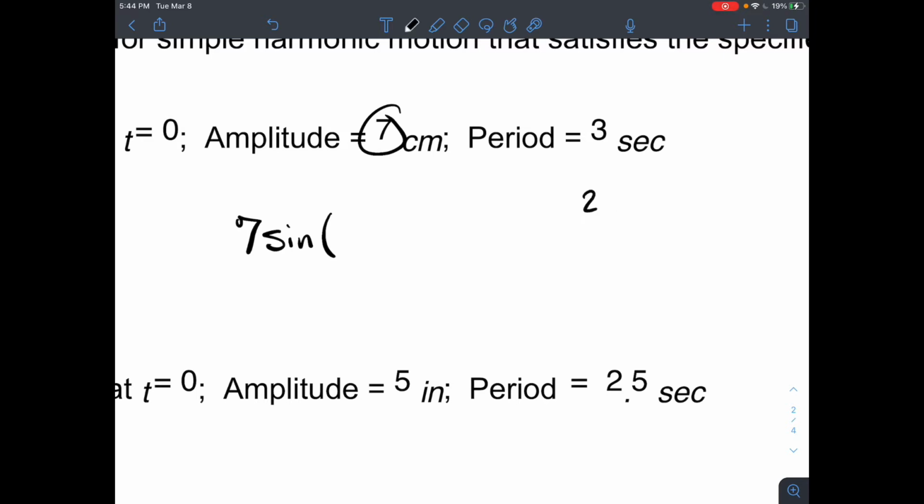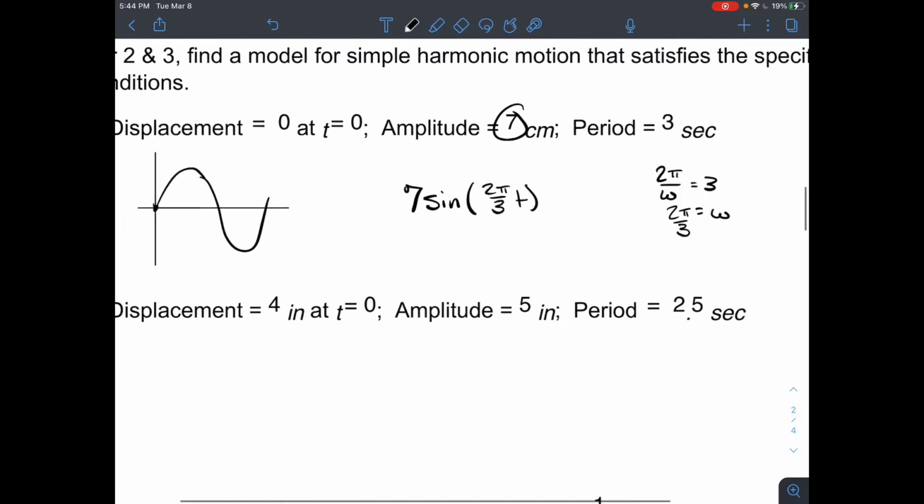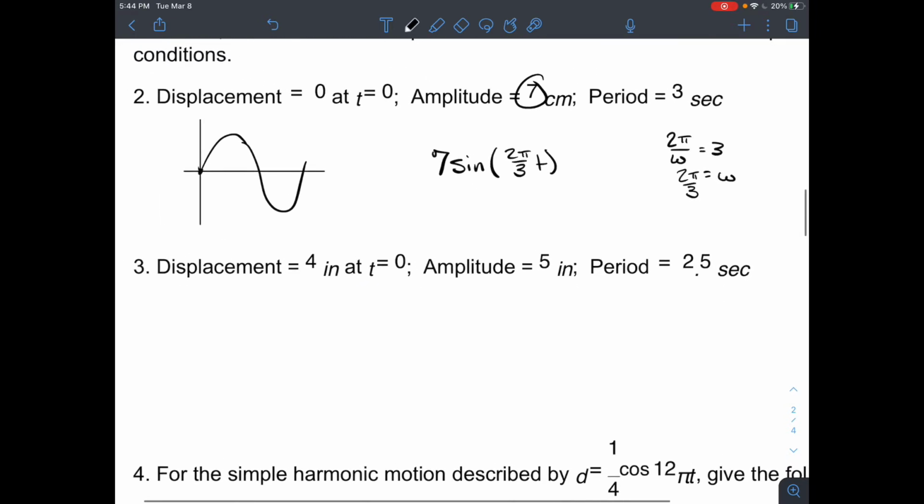So we know our period is calculated with 2 pi over b. Excuse me, it's 2 pi over omega. That is equal to 3. So solving, we're going to get 2 pi over 3 is equal to omega. So now we're going to get 7 sine of 2 pi over 3 t. And that is it. Did the same thing down here.